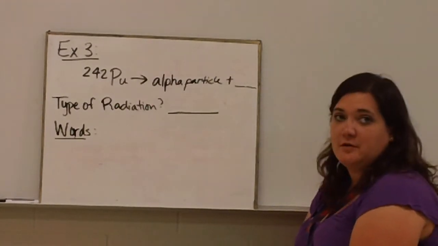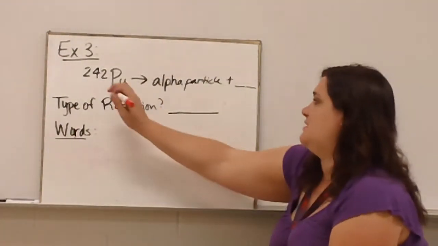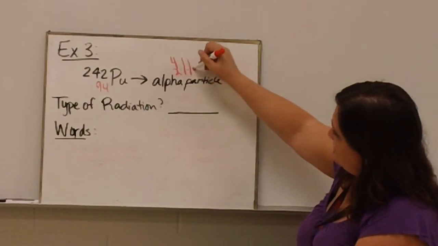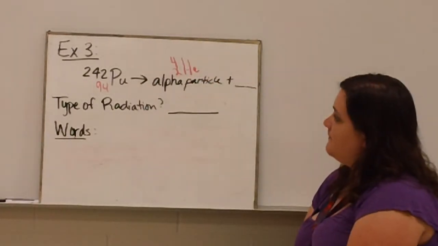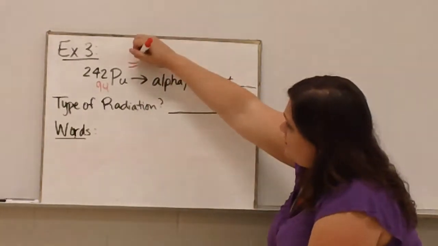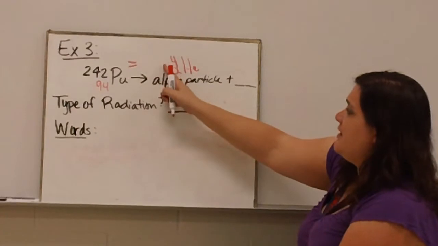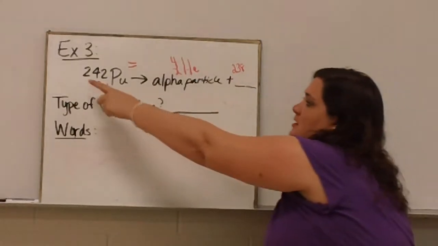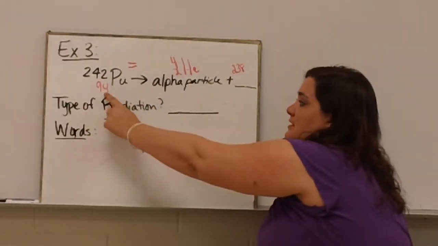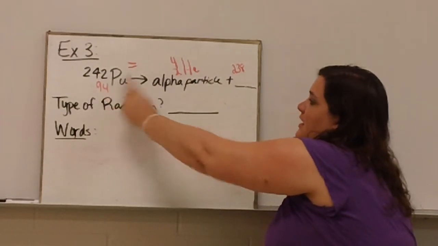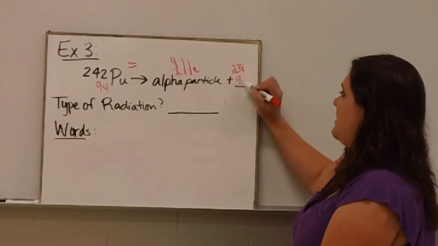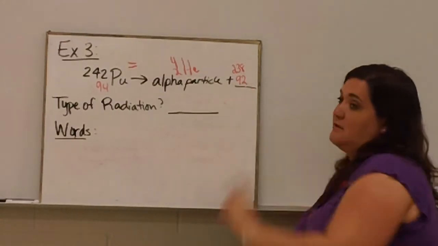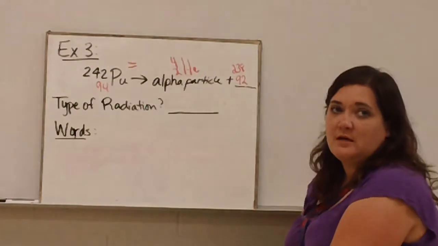Alright, number 3, we have plutonium 242. Plutonium has an atomic number of 94. The alpha particle, that's 4,2He. Again, you must know those particles. The left has a mass of 242, the right has a mass of 4, so the missing piece has to have a mass of 238. So that 4 plus 238 is equal to 242. The atomic number, or nuclear charge, is 94 on the left. On the right we have 2. So the missing piece has to have a 92, so that 92 plus 2 is equal to 94. Then we find what has a nuclear charge of 92 protons, and that would be uranium.